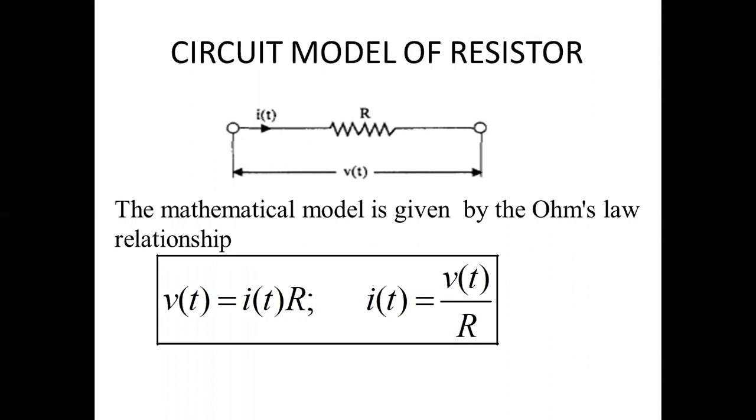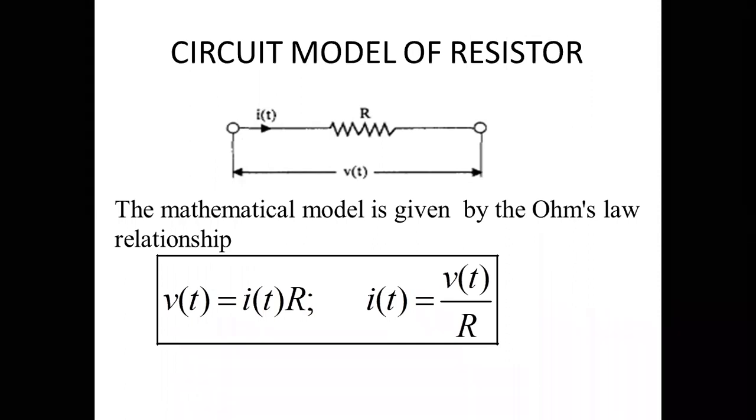Here in this slide, you can see the circuit model of a resistor, which is connected across the voltage source V of t. By using the simple Ohm's law, we can write the voltage-current relationship. The voltage V of t is equal to I of t into R. This is nothing but your Ohm's law, which you are already familiar with. Or we can write the current I of t is equal to V of t divided by R. Similarly, the another component.